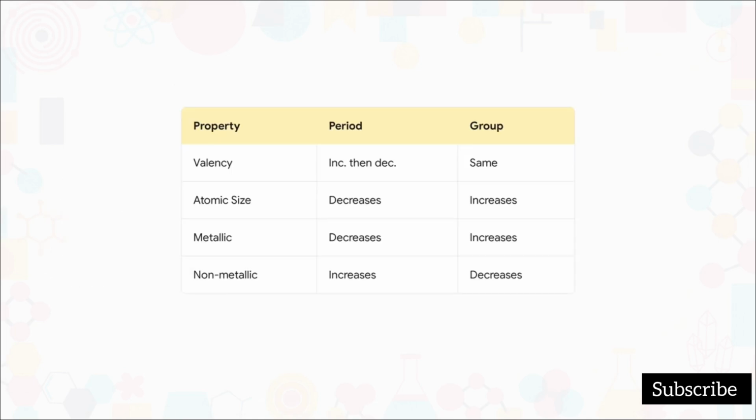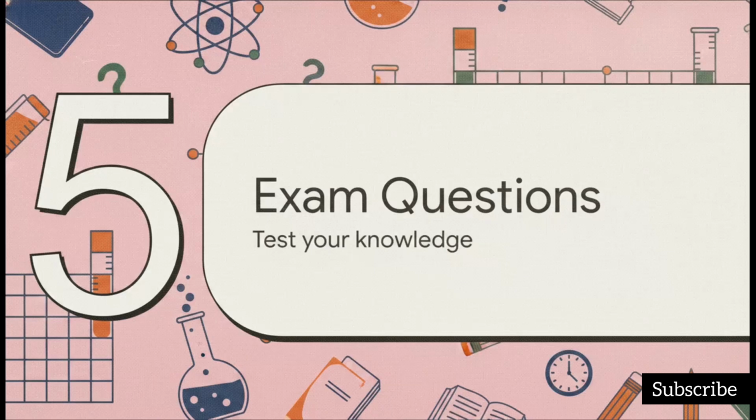Now take a mental screenshot of this grid. This is your ultimate cheat sheet for periodic trends. Notice the rhythm here. As you move across a period from left to right, atomic size and metallic character both decrease, while non-metallic character goes up. But when you move down a vertical group, the exact opposite happens. Atomic size and metallic character both increase. Valency is its own weird thing. It climbs up to 4, drops back to 0 across a period, but stays exactly the same all the way down any specific group.